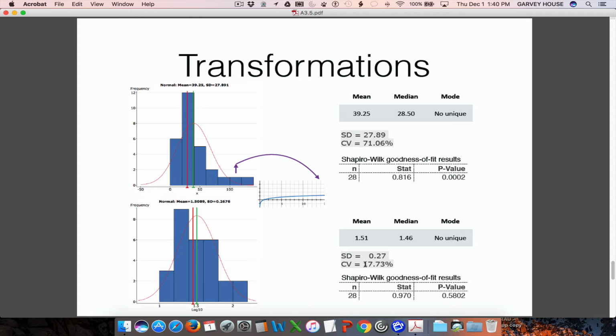And then the coefficient of variation is 17%. So the standard deviation is only 17% of the mean. And so I think we've helped this distribution a lot. Also, when I computed the Shapiro-Wilk test, it was now not significant.